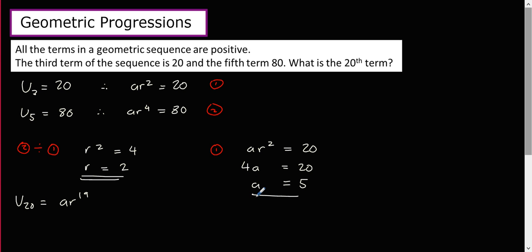Okay? So no, we're not asked to find out what a is, but we do need to know what a actually is. So u20 therefore is 5 multiplied by 2 to the power of 19, which is going to be quite a big number, which is 2,621,440. Yeah, just checked it. 2,621,440. That escalated quickly.